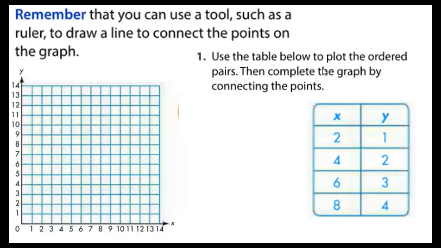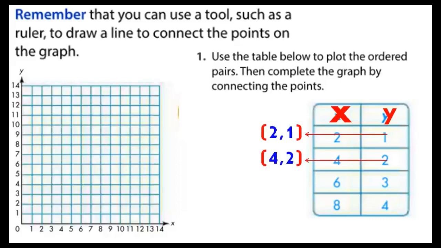Let's see how. First, determine where is X and where is Y. After that, select each two consecutive values, start with X and end with Y inside the same ordered pair, like that. The first row, 2 and 1. The second row, 4 and 2. Third row, 6 and 3. The last one, 8 and 4. This is how to form the ordered pair. Start with X, end with Y, only.